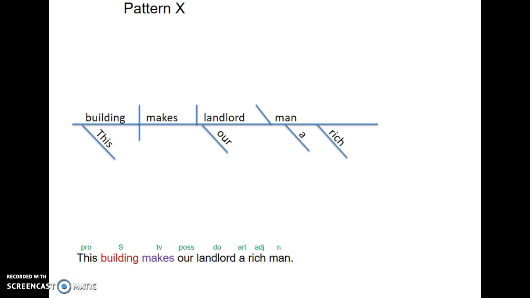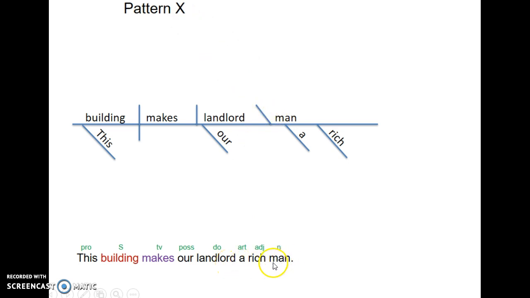Pattern 8 adds an indirect object to pattern 7. So 8 is pattern 7 plus an indirect object. 9 is pattern 7 plus an adjective as the objective complement. And in this case, we have a pattern 7 plus a noun as the objective complement to make it a pattern 10. So we've got the landlord, and then we've got this a rich man.